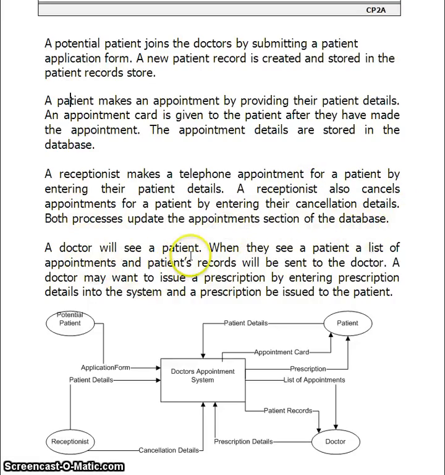The doctor will see a patient, and when they see the patient, a list of appointments and patient records will be sent to the doctor. A doctor may want to issue a prescription by entering prescription details into the system, and the prescription will be issued to the patient. There was the DFD 0.